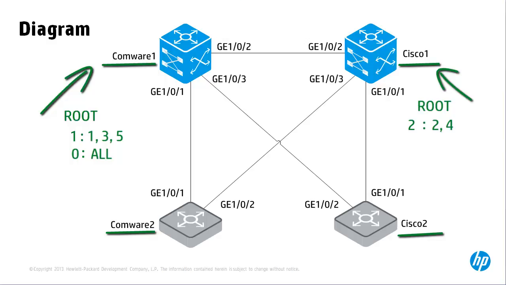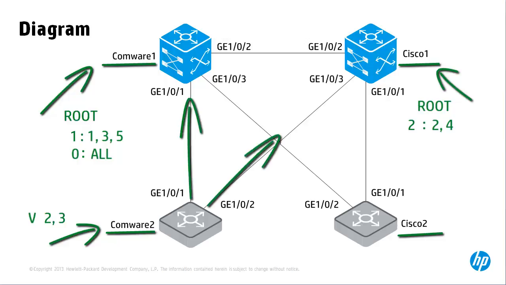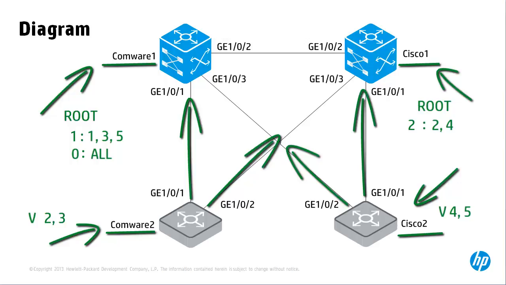So the idea is users on Comware 2 in VLANs 2 and 3 will have traffic sent across both uplinks. So VLAN 3 traffic will use this uplink, VLAN 2 traffic will use this uplink. Something similar will take place on the Cisco switch with VLANs 4 and 5. So VLAN 5 traffic will go to the Comware switch, VLAN 4 traffic will go to the Cisco switch. So this will allow for load sharing of traffic using both uplinks.